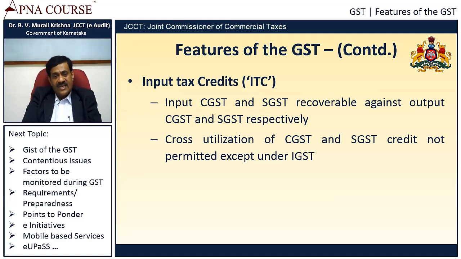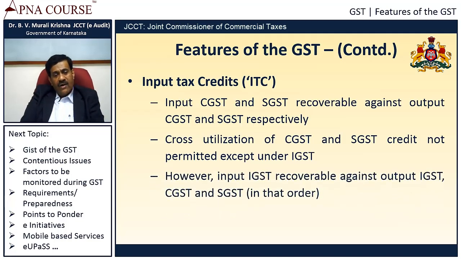Please understand this much: CGST against CGST, SGST against SGST, so no interchange between CGST and SGST. Whereas IGST can be set off for IGST, CGST and SGST. That I will show you in the next slide. And input IGST is recovered against output IGST, then CGST, in that order. That's what I said. So IGST, whatever is paid, can be set off against whatever IGST is collected, and any unclaimed CGST or unclaimed SGST in that order.